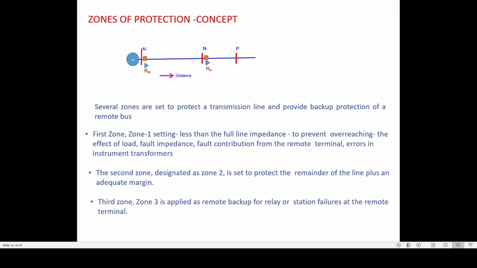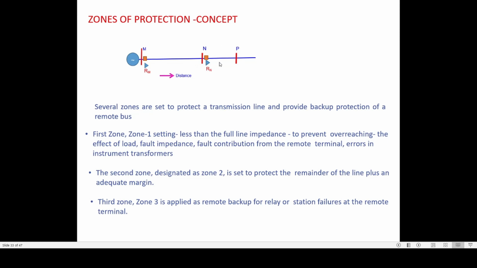So that is zone 1. Then the second zone. Now if you set zone 1 only up to 80%, what happens? The remaining 20% of the line remains unprotected. That means to cover this 20%, you have to incorporate another zone. That zone is called zone 2, and basically this zone will cover not only this 20%, but 120% of the total line length, that is, up to 120%.